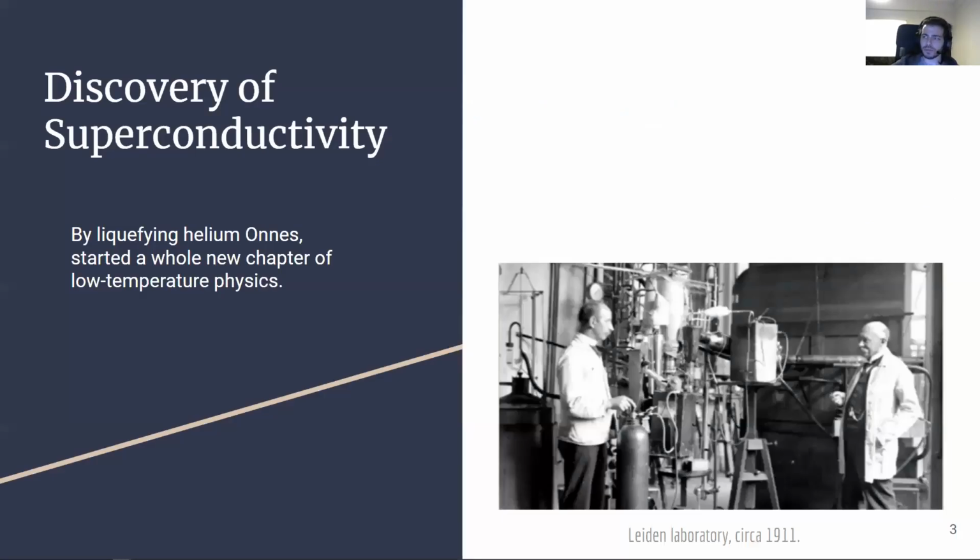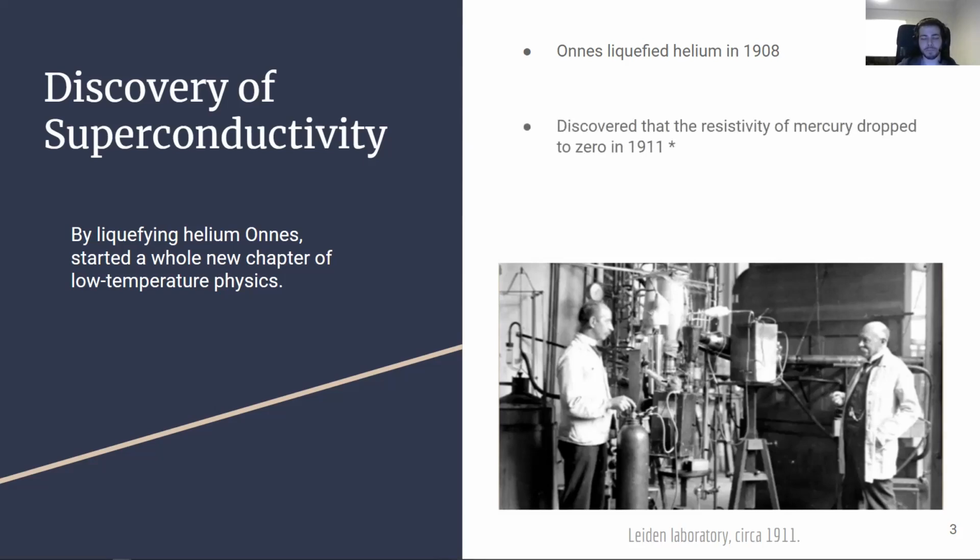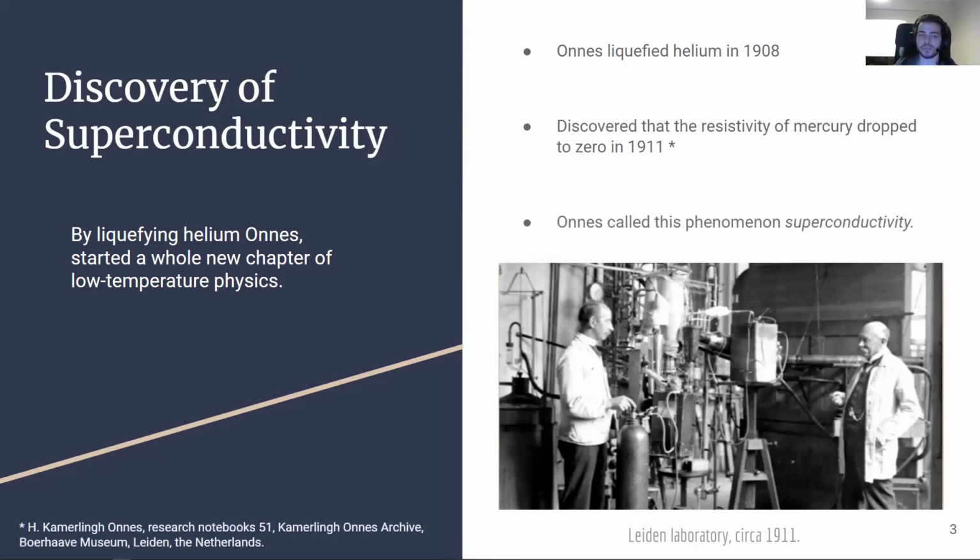But first, the discovery of superconductivity. In 1908, Onnes liquefied helium, which started a new chapter in low temperature physics. They discovered that mercury has no resistivity at some temperature, and its resistivity dropped to zero. This was discovered in 1911 by Onnes, and he called this state of zero resistivity superconductivity.